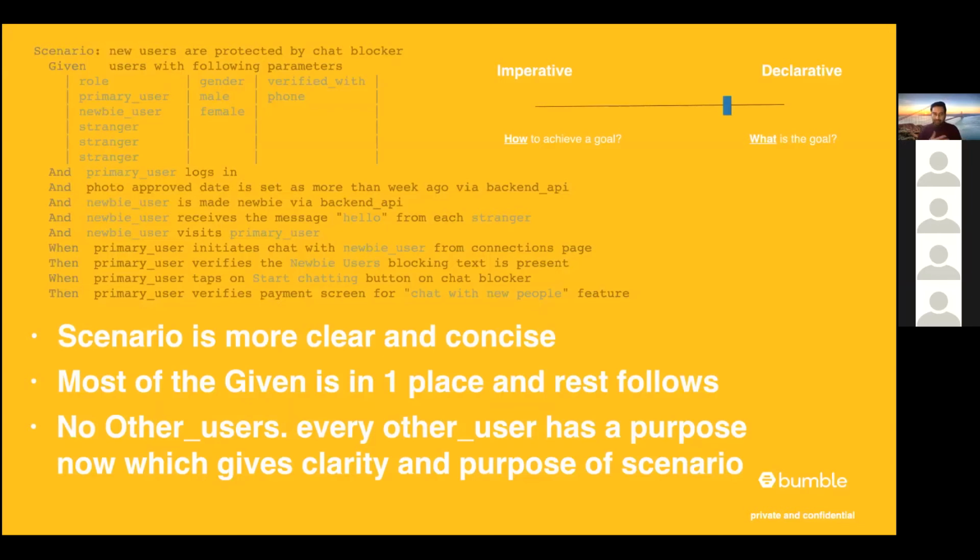And if we compare it with our slider of imperative versus declarative, this style of writing the test scenario is more on the declarative side, which is telling what the goal is. And the goal is that newbie users are protected by the chat blocker. And the slider goes to the right side.